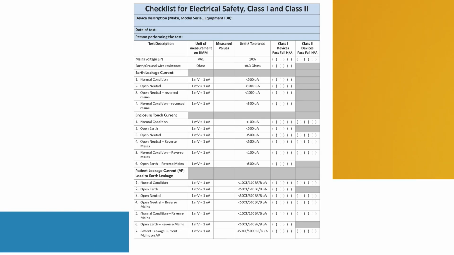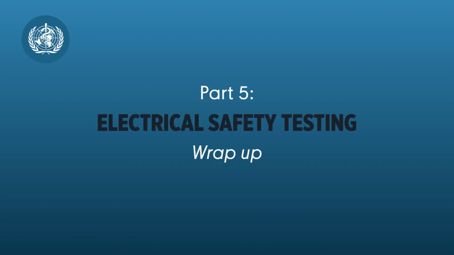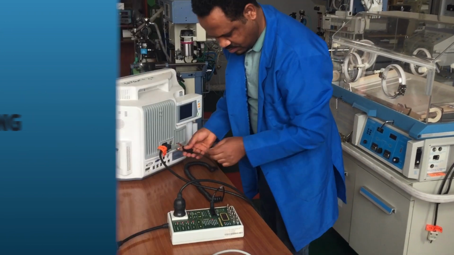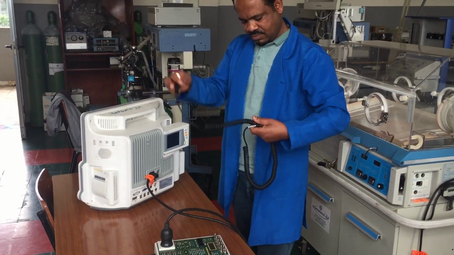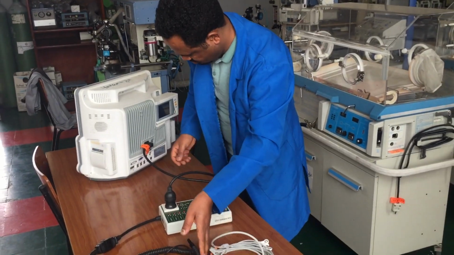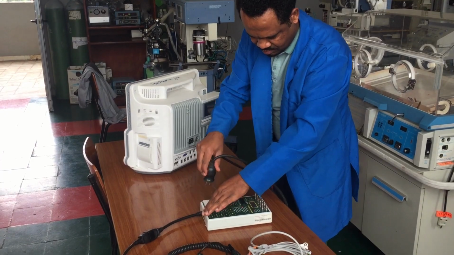At this point, make sure you have recorded all of your measurements so you can file the checklist with other records for your device. Wrap up. You've now completed electrical safety testing on your patient monitor. If it has passed the electrical safety tests, remove the connections and prepare for the performance verification test.